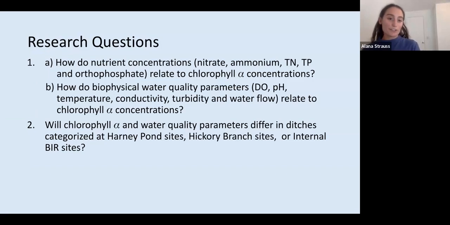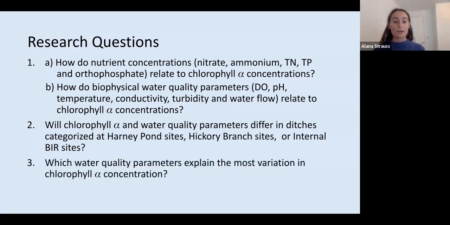Okay, our first research question was, how do nutrient concentrations like nitrate, ammonium, total nitrogen, total phosphorus, and orthophosphate relate to chlorophyll A concentrations? And then how do biophysical water quality parameters relate to chlorophyll A concentrations? Our second research question was, will chlorophyll A and water quality parameters differ in ditches categorized as Harney Pond sites, Hickory Branch sites, or internal Buck Island Ranch sites? And then our third question was, which water quality parameters would explain the most variation within chlorophyll A concentrations?